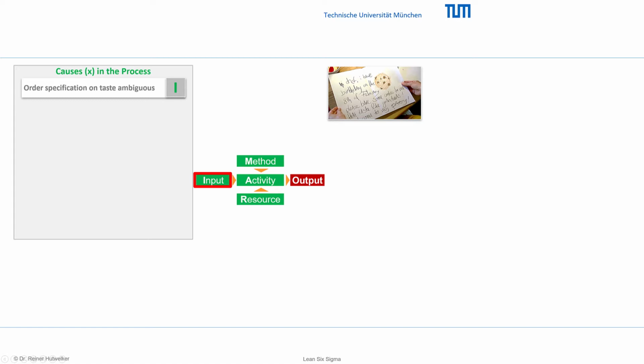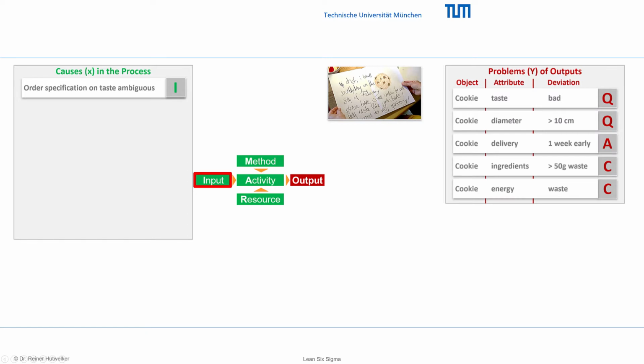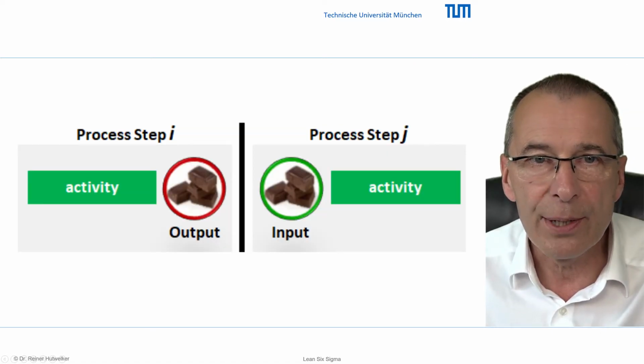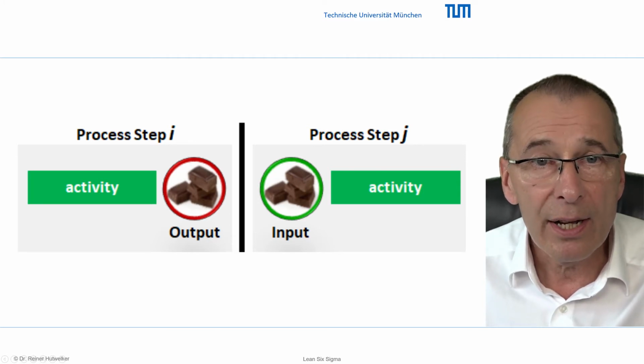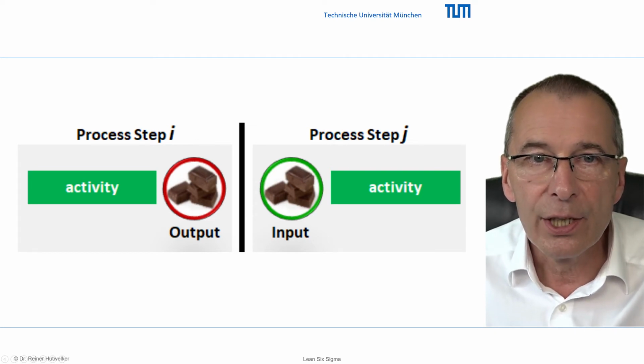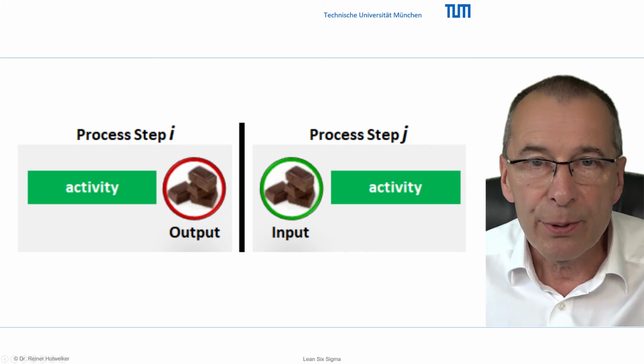Since our little chef does not know what the customer's grandmother's cookie tastes like, this ambivalence increases the probability that the taste of her cookies will deviate from the ordered cookies. Please note, any input of a certain process step J is the output of a preceding process step I. Thus, the negative influence of an input in step J is equivalent to a problem of an output in step I.